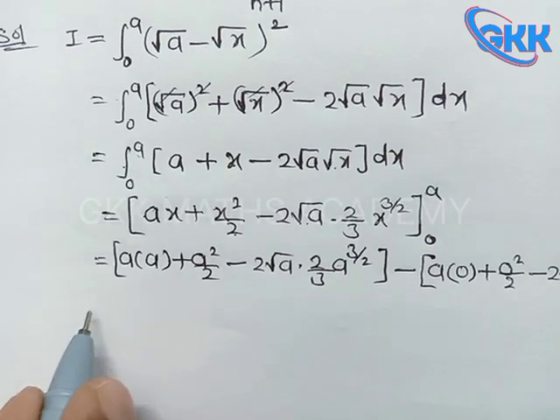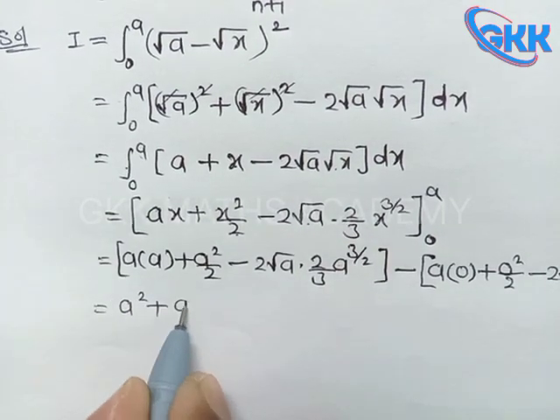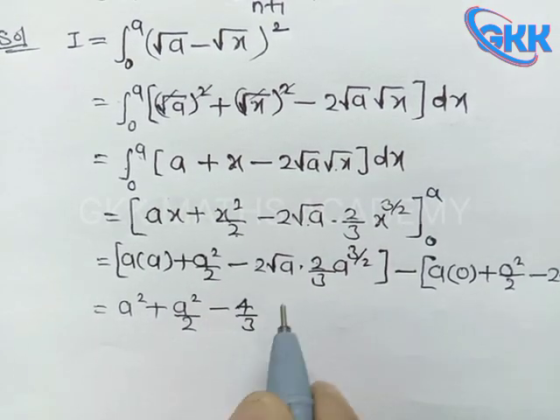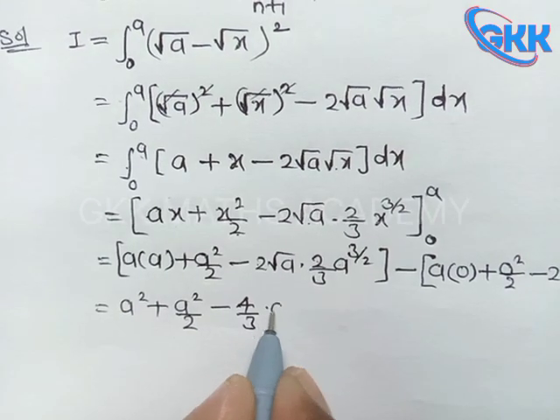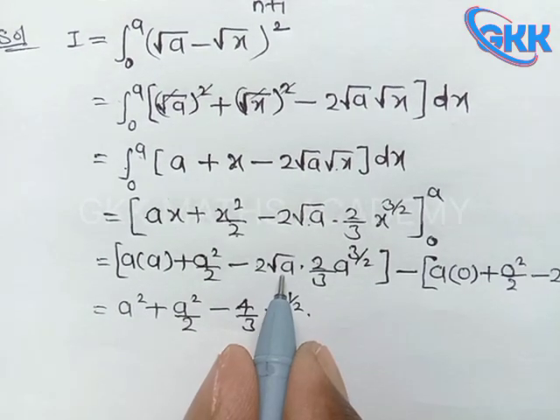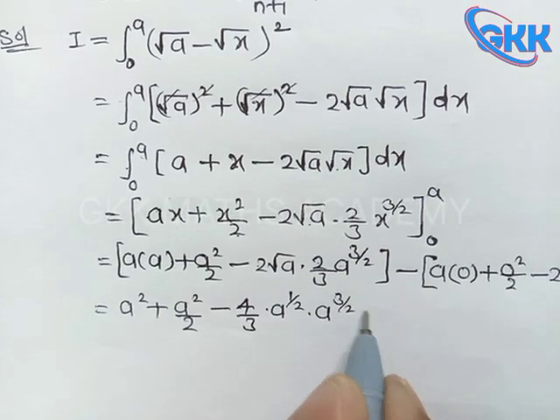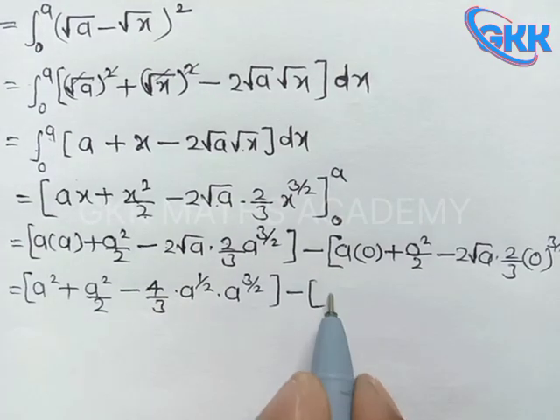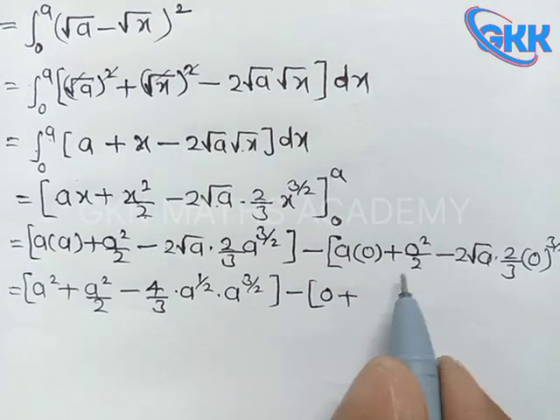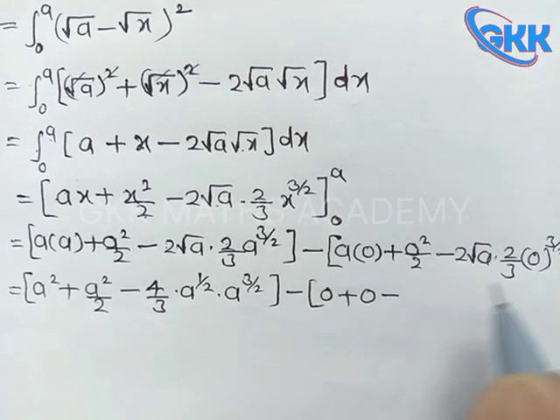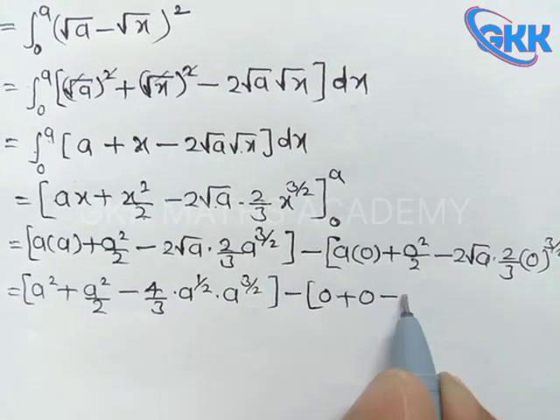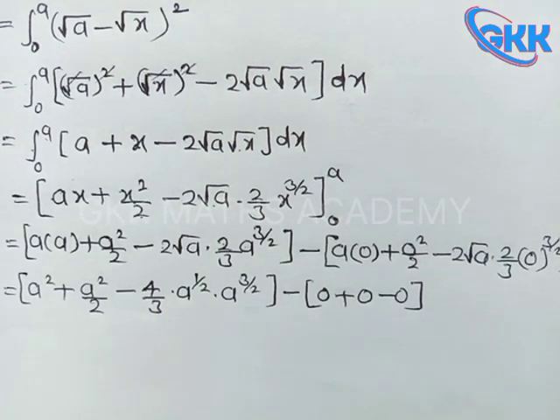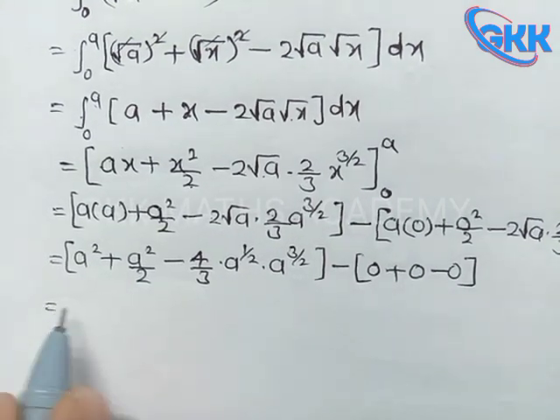Now a times a is a square, plus a square upon 2. So 2 times 2 is 4 upon 3. Root a can be written as a power 1 upon 2, times a power 3 upon 2, for the upper limit. Minus lower limit: directly I am writing here 0. Here 0 upon 2 is 0, and 0 power anything is 0, into anything is 0. Total, the lower limit which we are substituting becomes 0. Clear?